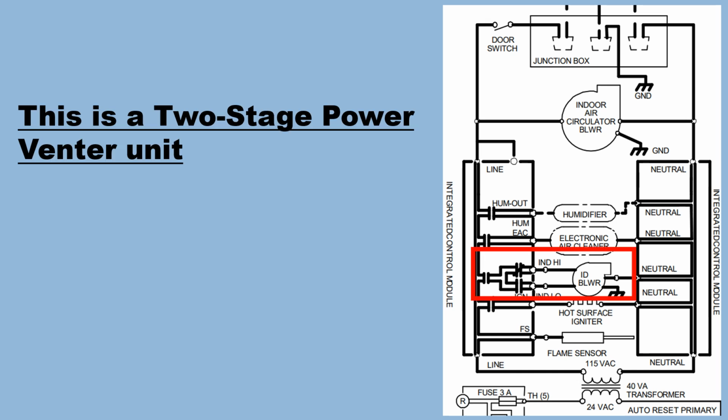And it's a two-stage power venter, and you can tell that because here's our main power contact, and then we have a normally closed and a normally open. So here's our normal first, here's our high and here's our low speeds.